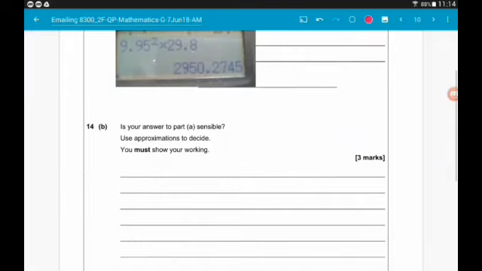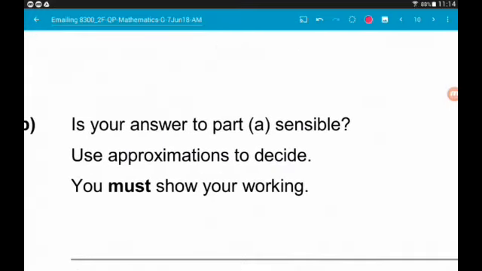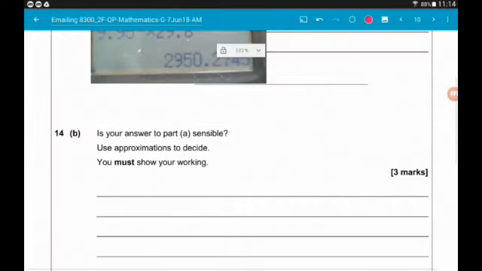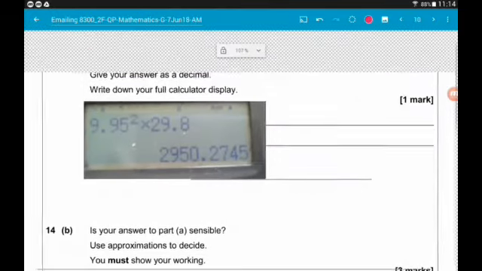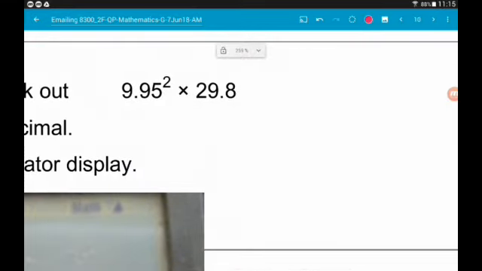Part B asks us, is our answer to part A sensible? Use approximation to check. So when we're using approximation, we are making the numbers nicer, and we're going to do it without our calculator. So we're going to round 9.95 to 10 and 29.8 to 30.